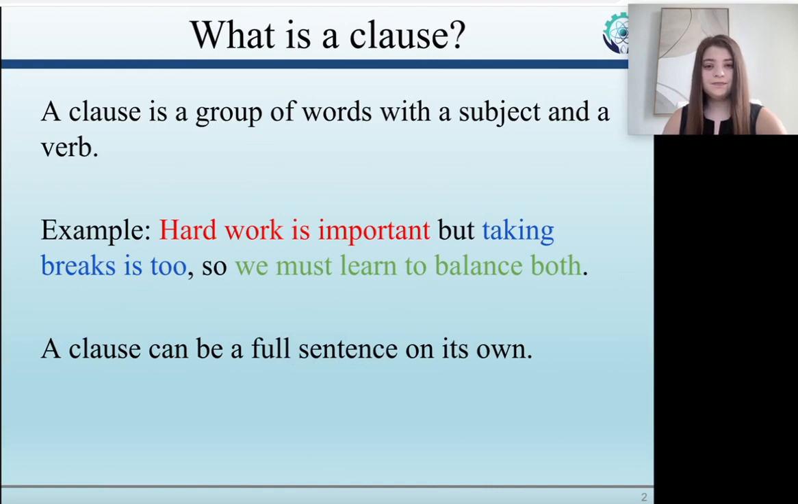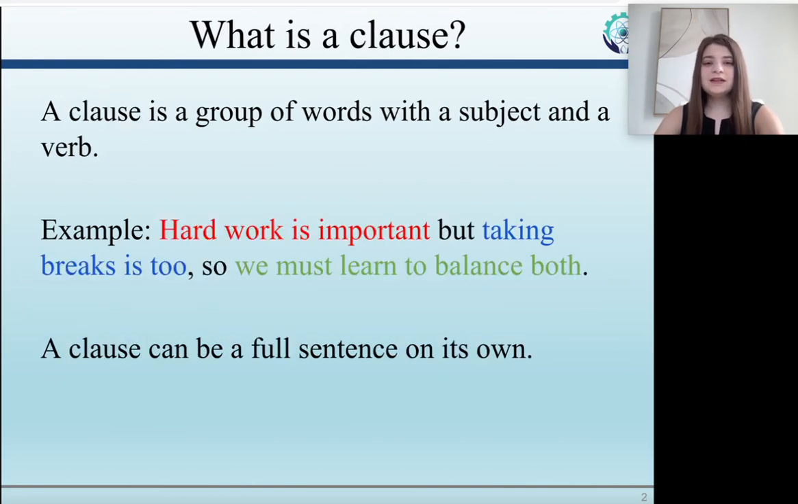However, if we include so we must learn to balance both, well, now that's no longer a full sentence. Or if we say taking breaks is important too, that's a full sentence. But if we say, but taking breaks is important too, not as strong a sentence, right? We don't usually like to start sentences with but, right? Or and, or things like that. It's not usually considered to be very good grammar.